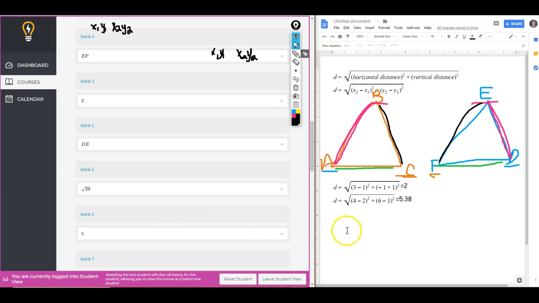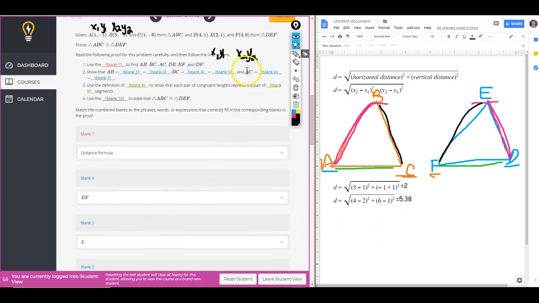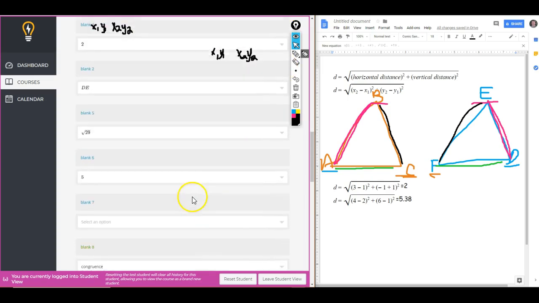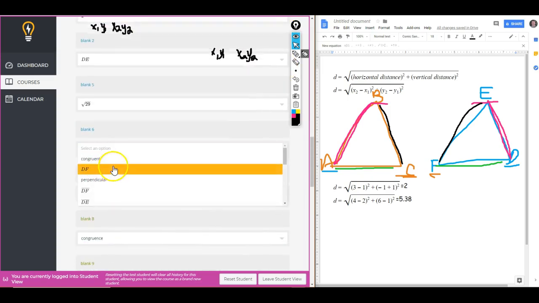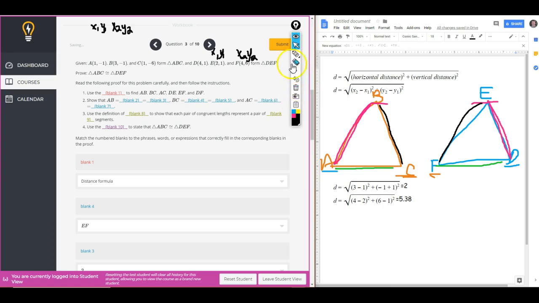So blank 5 is the square root of 29, and then if we jump back up here, segment AC, or the distance of AC, is equal to blank. The distance of AC, its corresponding side is going to be the distance of DF. So blank 6 is going to be the distance of DF, the corresponding side, and let's find what that is.